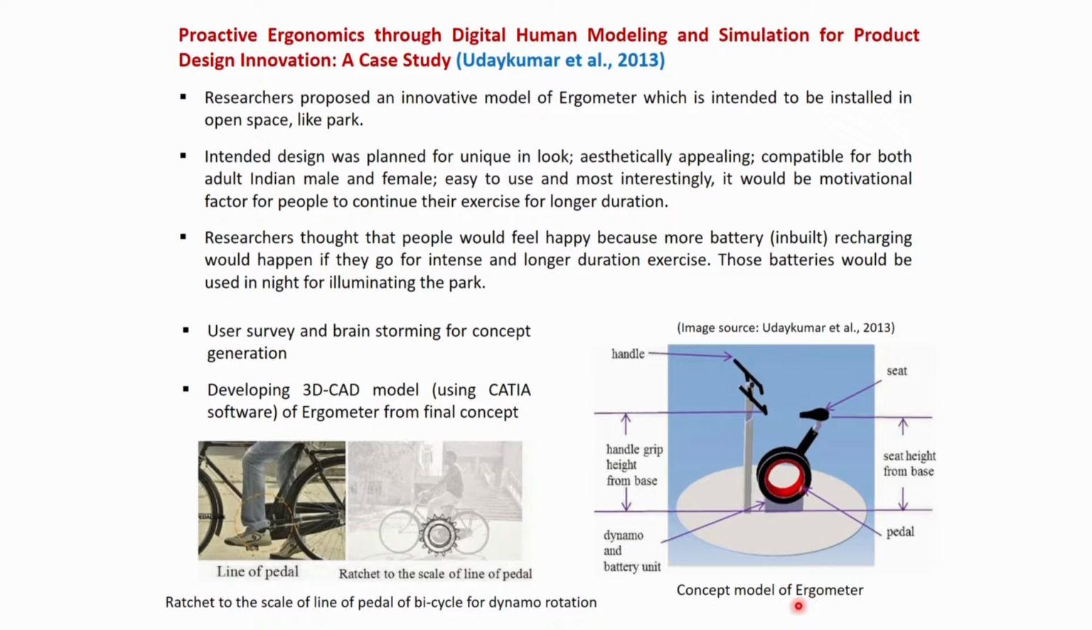So, in this image we can see various components of the proposed ergometer. This is the seat, this is the pedal, and at this place the dynamo and battery unit. Then this is the height of the hand grip from the ground, this is the handle, and this is the seat height. The seat height is also adjustable, so that people with different dimensions, shorter or larger, can sit and adjust as per the requirement.